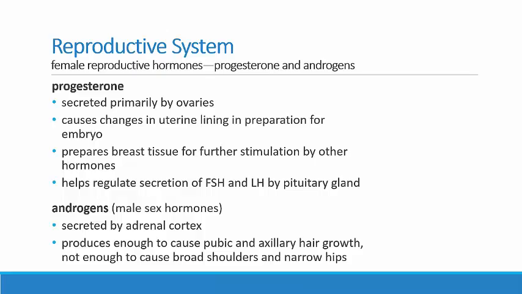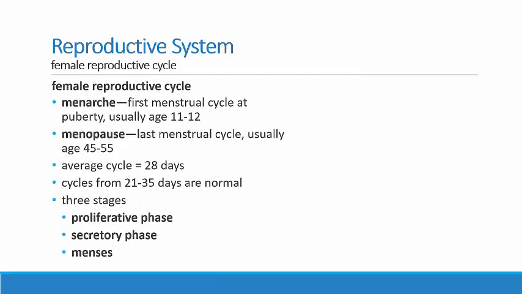The hips grow to become broader as a result of just a small amount of production of testosterone. All right, so the female reproductive cycle involves what is happening both at the ovaries, the ovarian cycle, and what's happening at the uterus, the uterine cycle.